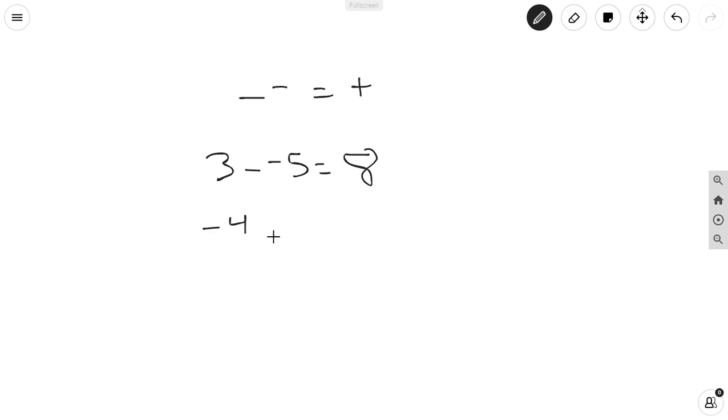Let's look at that again. -4 minus -4. So taking a loss away. So -4 plus 4 is 0.